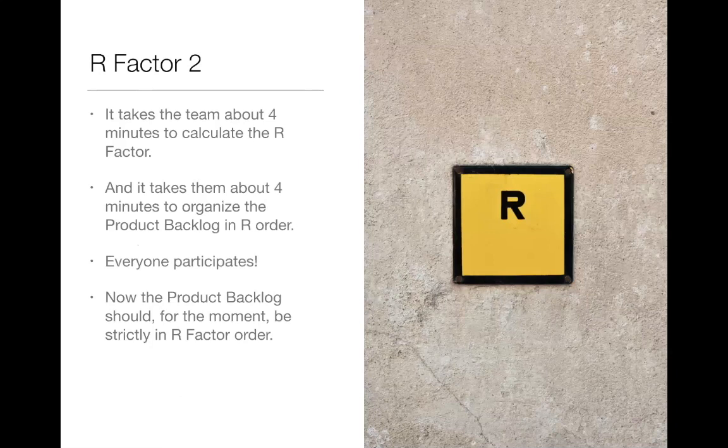Then we sort it by the R factor. We sort the whole product backlog, all 50 stories-ish, whatever number of stories we have at this point. By the way, as we did the story points, as we did the business value, we will inevitably identify duplicate stories. So they can be taken out. So we might have started with, say, 55 stories. We might have 48 stories at this point. In any case, for about 50 stories, it takes about 4 minutes for the team to organize that from high to low in terms of R. Everyone participates. So now we've got it in that order.